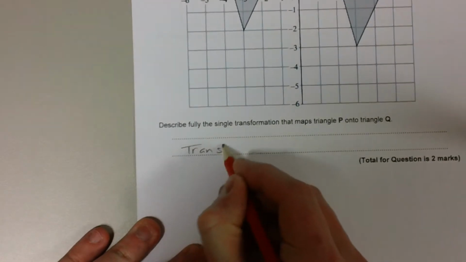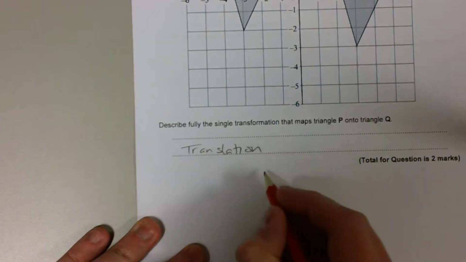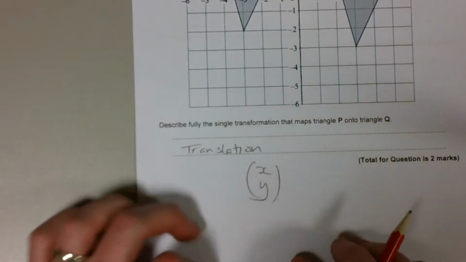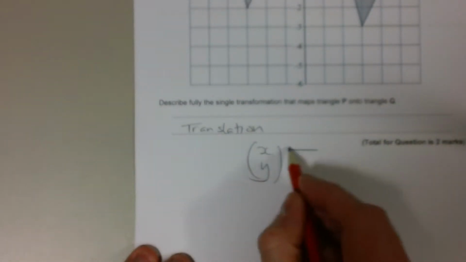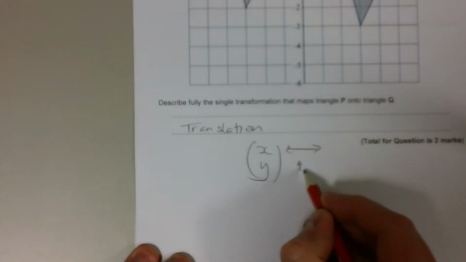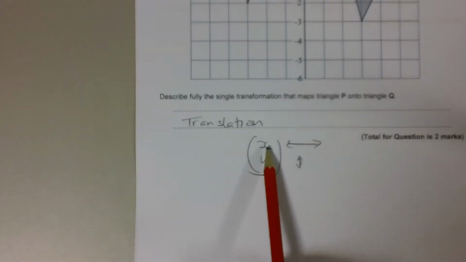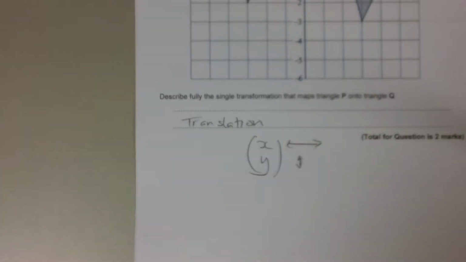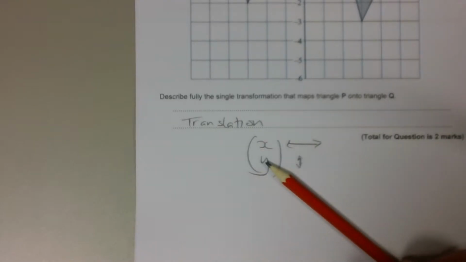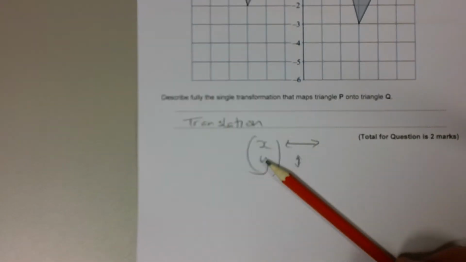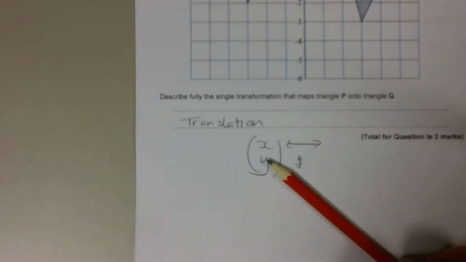To describe a translation, we need to give a vector. A vector describes horizontal movement and vertical movement, where a positive number here is a movement to the right and a negative number is a movement to the left, and where a positive number here describes a movement up and a negative number describes a movement down.